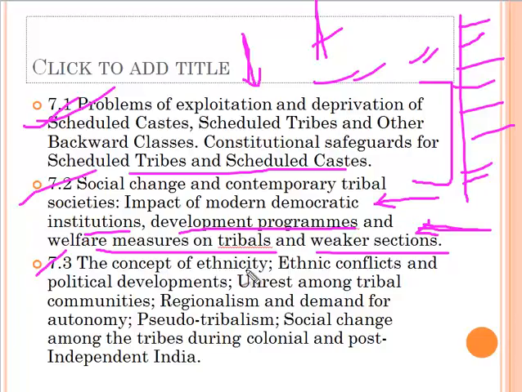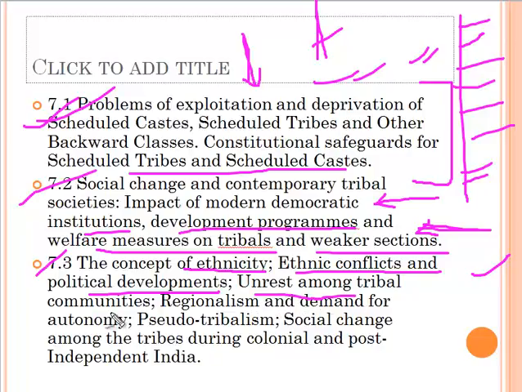Then the concept of ethnicity, ethnic conflicts and political development. You know that a lot of conflicts keep on happening. So here you have to give a lot of case studies, like right now the ethnic conflict between the Meitei and Naga people that is happening in the Northeast. That you have to study. What is the concept of ethnicity? How are different ethnic groups differentiated among each other?